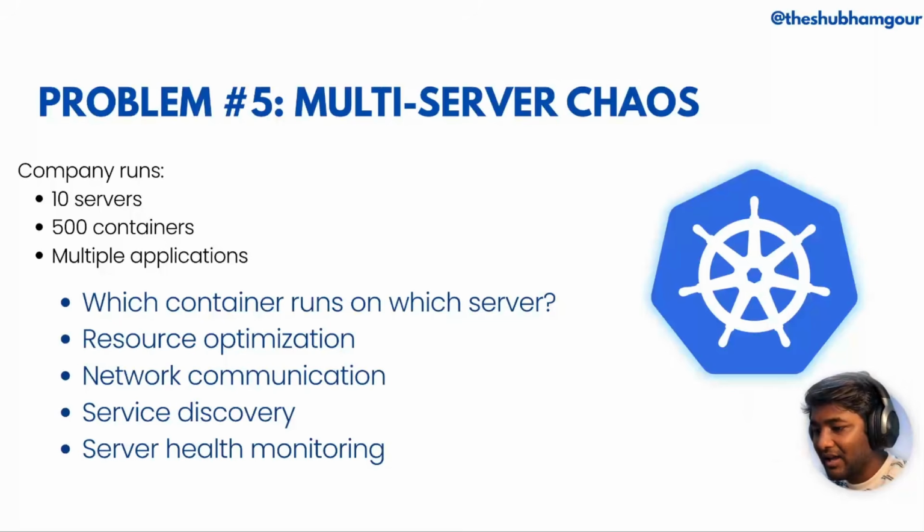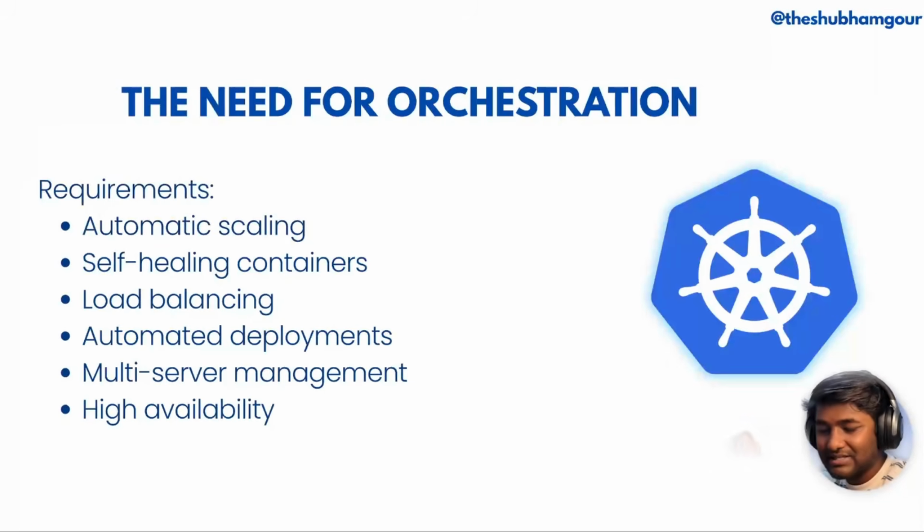Problem number 5. Now things become even more difficult when applications run across multiple servers. Imagine a company running 10 servers, 500 containers, and multiple applications. The challenge for the engineers is to manage which container runs where, CPU and memory usage, communication between those containers, server health, and networking. So very quickly the infrastructure becomes very complicated, just like managing an entire city manually. At this point companies realized that they need automation, and that's the reason they started looking for a better solution. So they needed a platform.